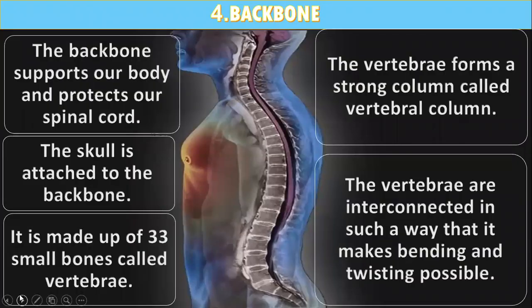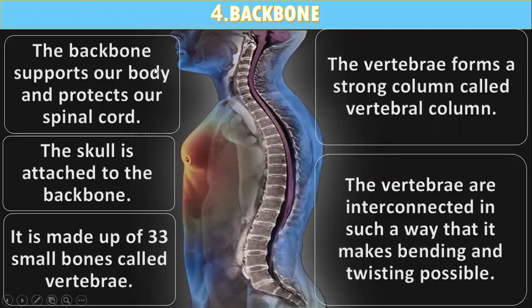Now, fourth one, backbone. As you can see in this figure, it starts from here. This pole is called backbone or spine. It supports our body and protects our spinal cord, which is situated inside the backbone. Now, the skull is attached to the backbone.